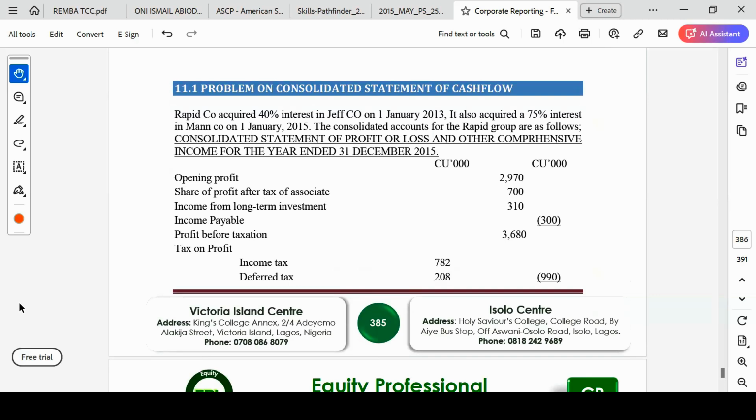Now we're told Rapid Co acquired 40% interest in Jeffco on 1st January 2013. It also acquired a 75% interest in Manco.